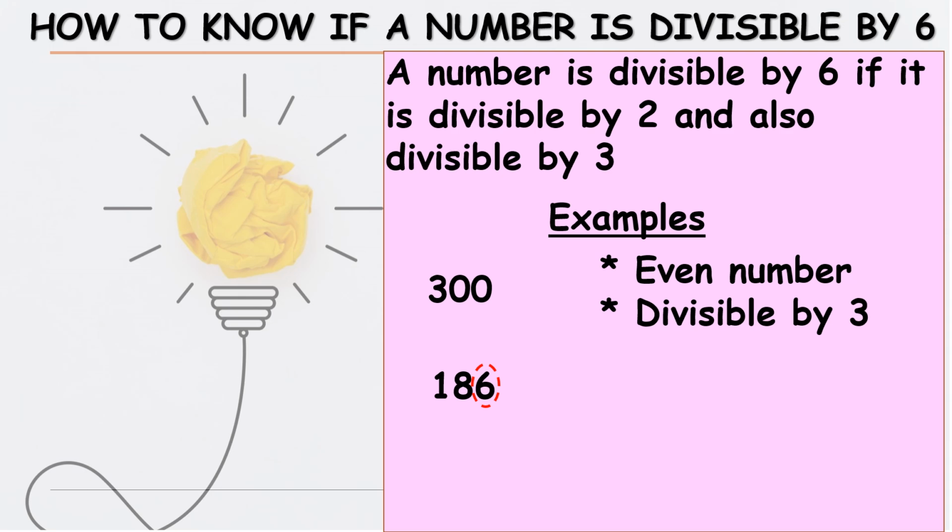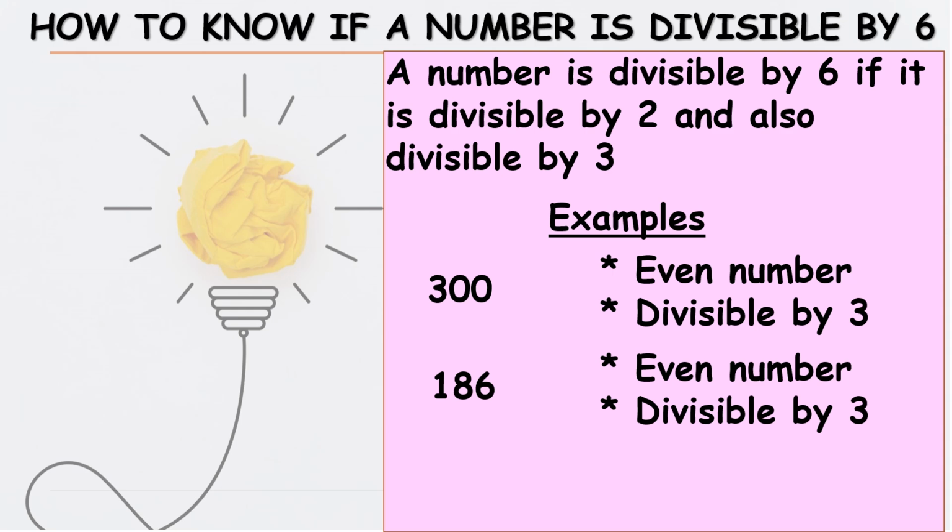And when we are trying to establish the divisibility by 3, what we do is just to add the individual digits. So we have 1 plus 8, which is 9, plus 6, which is 15. Is 15 divisible by 3? Yes, it is. So it is even and is also divisible by 3. Therefore, it is divisible by 6.